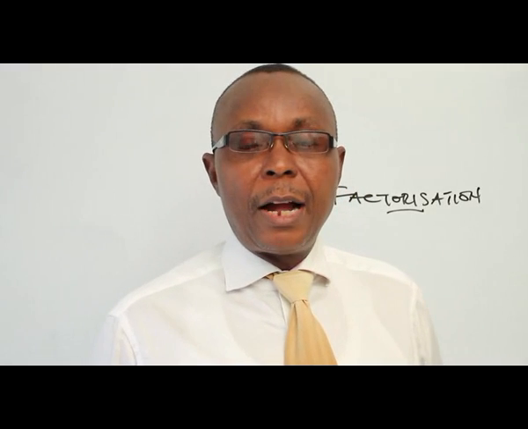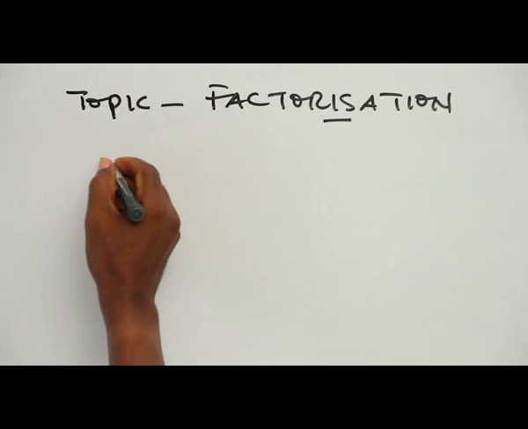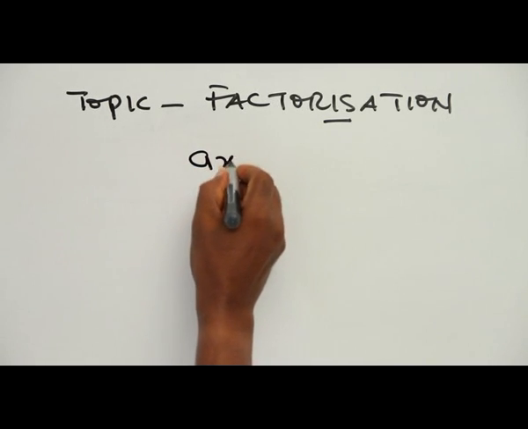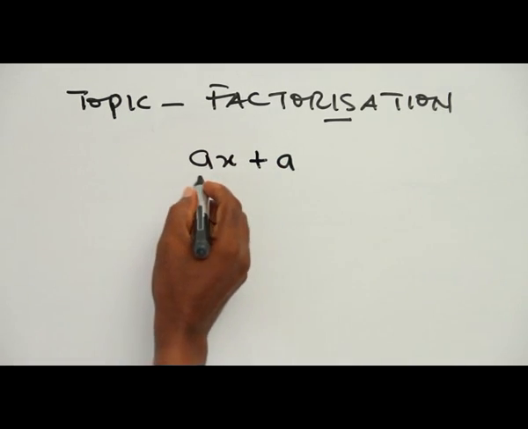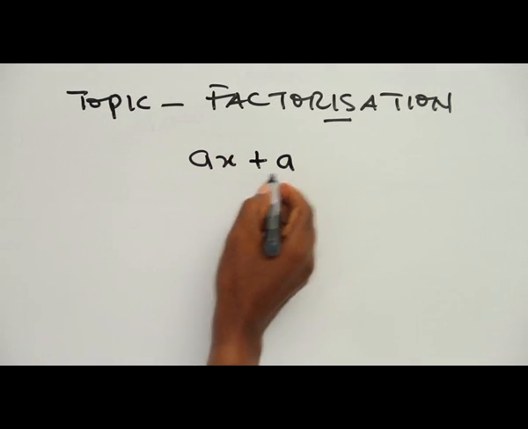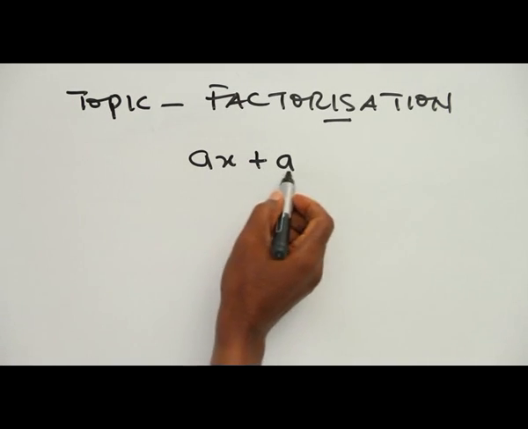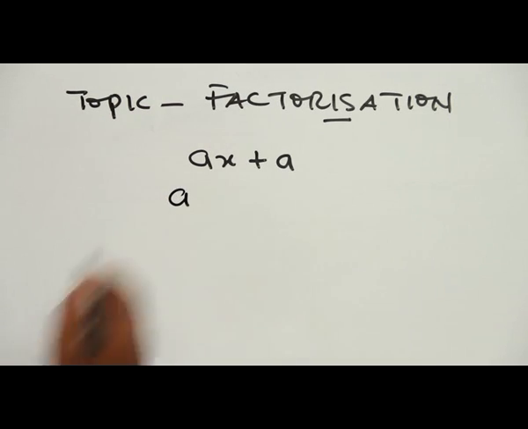Today we are going to look at factorization. Under factorization, let's take a look at a number like this: as plus a. We now realize that in this number as plus a, there is a number that is common to both as and a, and that number is a.